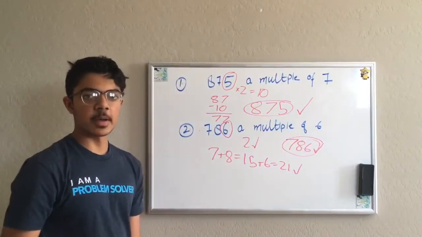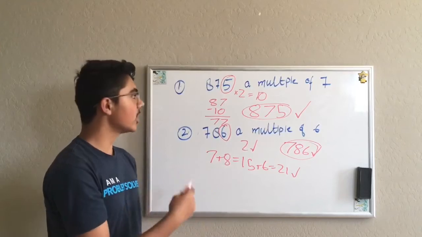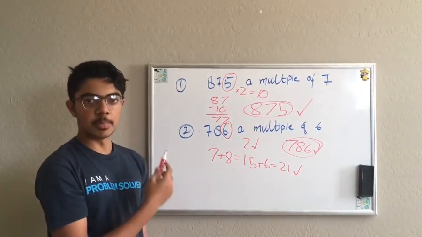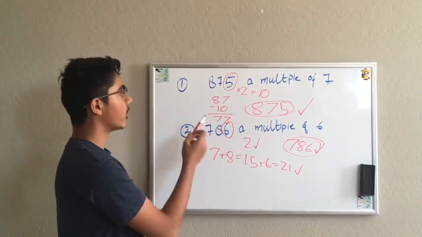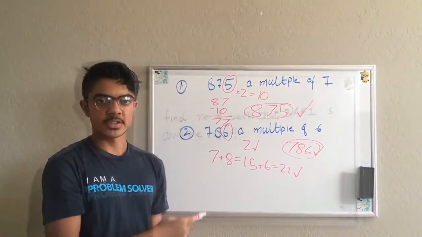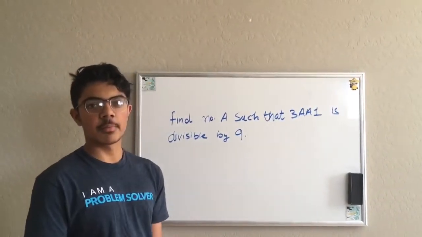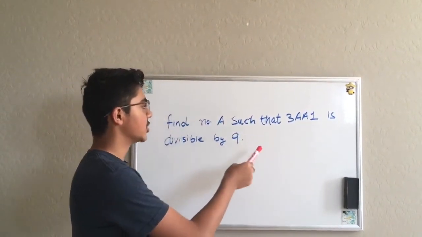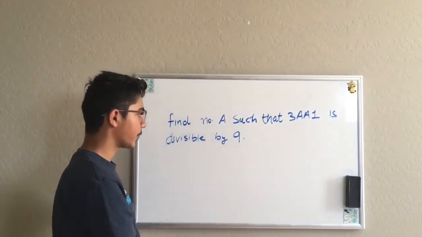Now these 2 examples were relatively simple because they're only 3 digits. But you can use these factoring tricks for numbers in the millions or billions or even trillions. You just have to be careful about adding them up and remembering which trick is which. So this next one seems a bit more tricky, but we just have to remember our factoring methods. So we have to find a number a such that 3aa1 is divisible by 9.